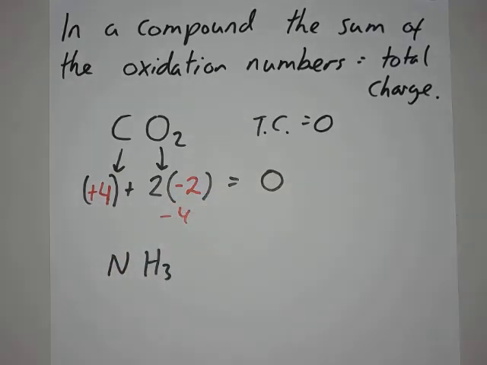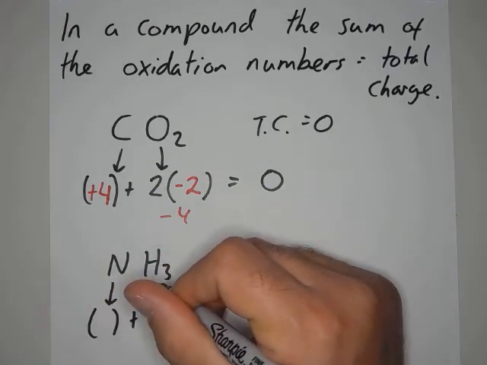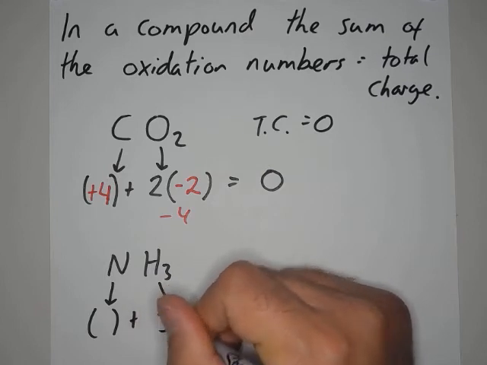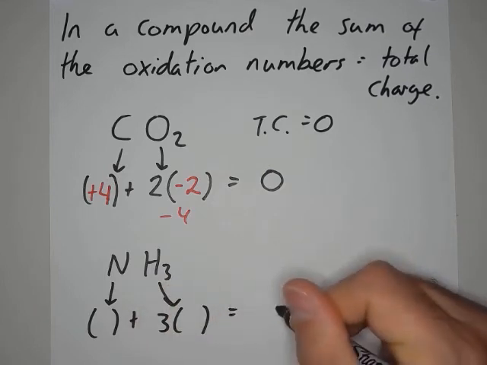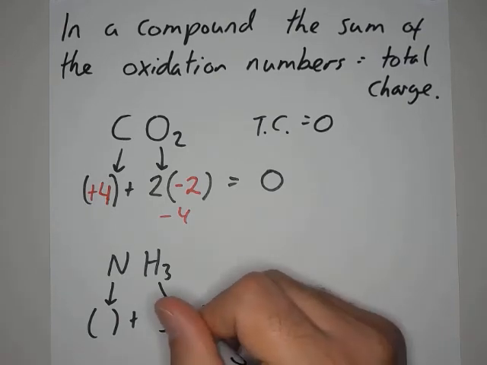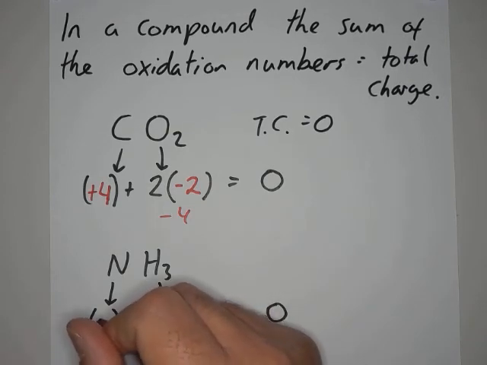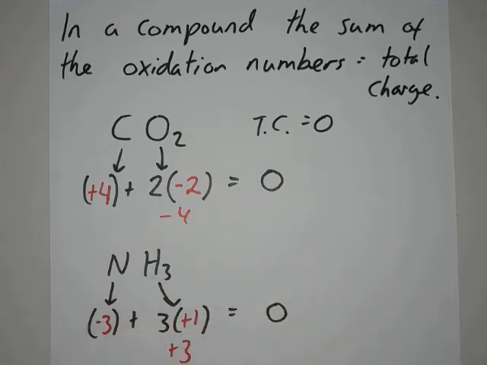NH3. So we've got a nitrogen plus 3 lots of what hydrogen is has to equal 0 again. There's no charge on ammonia. So we saw that hydrogen is nearly always +1. So that gives you a total of +3 has to equal 0. So nitrogen would have to be -3.